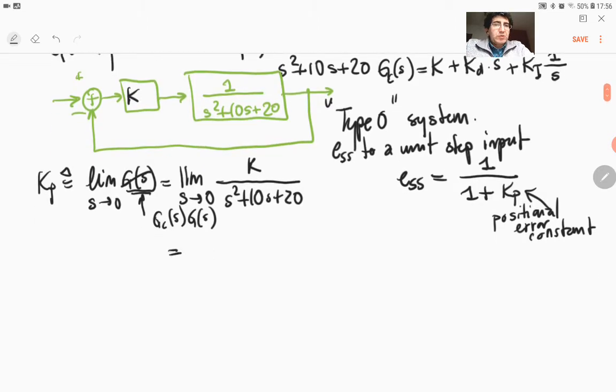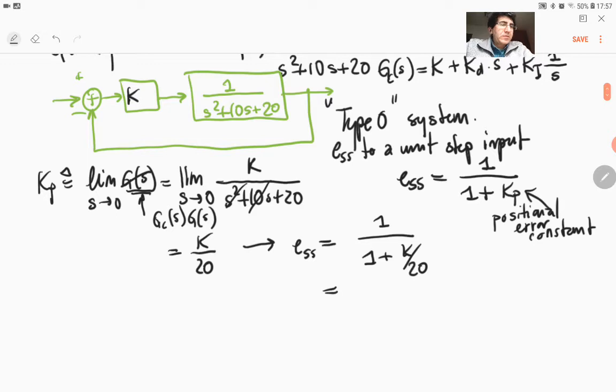So what is this equal to? If we take s going to 0, these terms basically cancel out, and we have K over 20 as our Kp. And hence we have ESS that is equal to 1 over 1 plus K over 20, and that is equal to 20 over 20 plus K. So that is our steady state error.